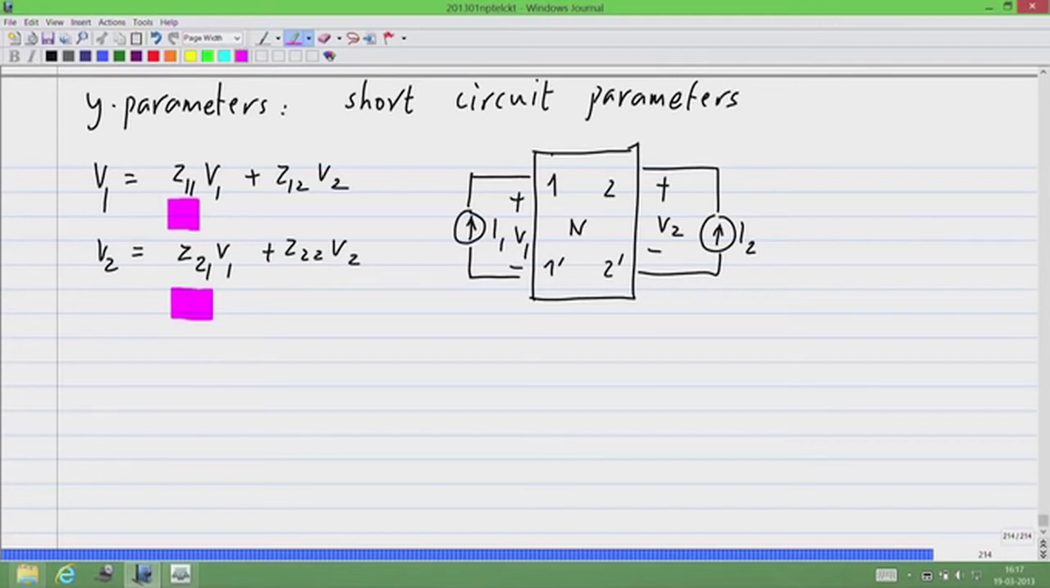Okay. I think this question is repeated. I already answered this question. Which is better, Y or Z? It's a matter of convenience. Okay. How would we go about measuring Z11 and Z21 in this case?